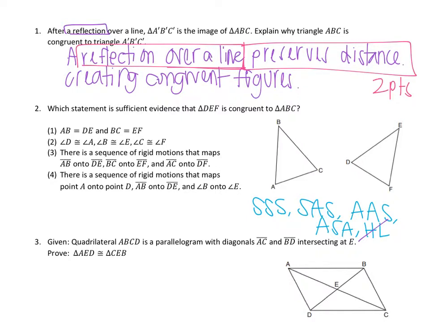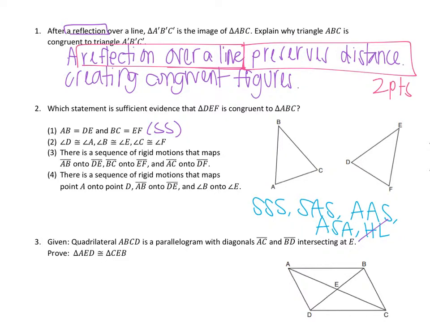So if we read through these, we could mark up the picture if you want to. You will have to erase so that you can try to mark up the next one, so be prepared with a pencil to do this. AB is equal to DE, and BC is equal to EF. So this here is just side-side, which is not enough information to prove, so I'm going to erase my markings and move on to the next one.